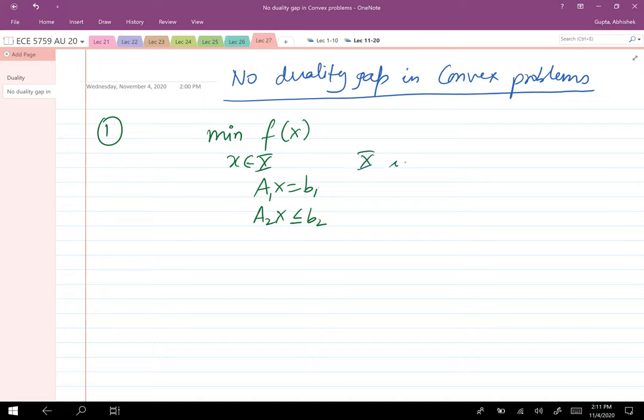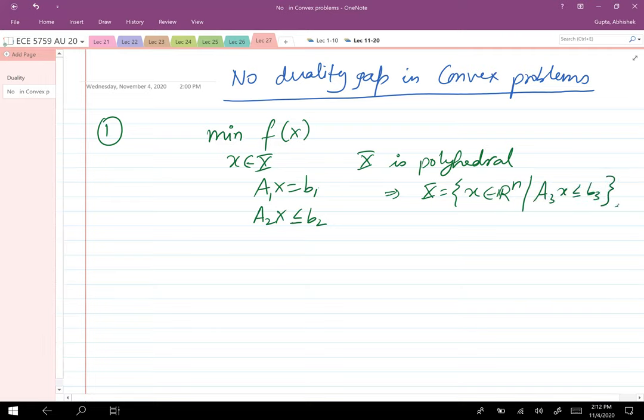And the set X is polyhedral, which means the set X is given by x in R^n, A3 x less than or equal to b3. As you can see, the constraints are all linear constraints, including the polyhedral constraint on the set capital X. That also is a linear constraint on the space of all x. And this is the convex problem that we will be considering.